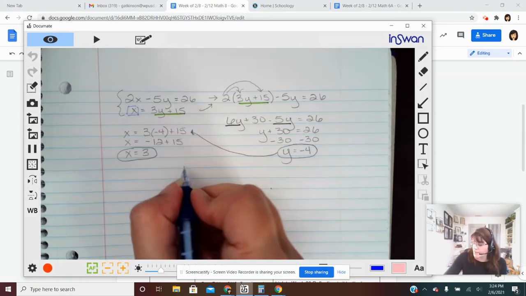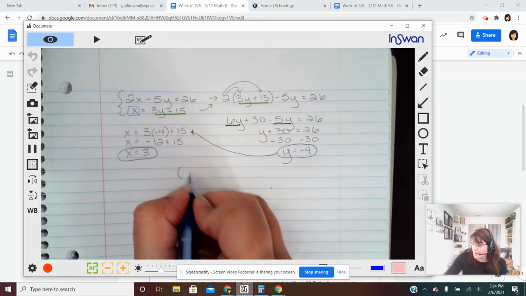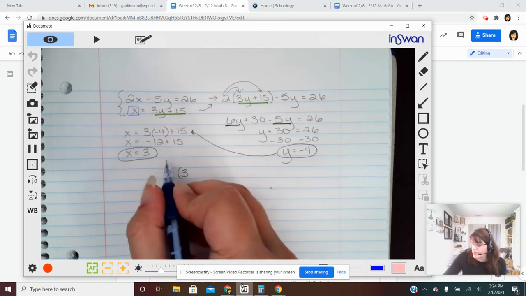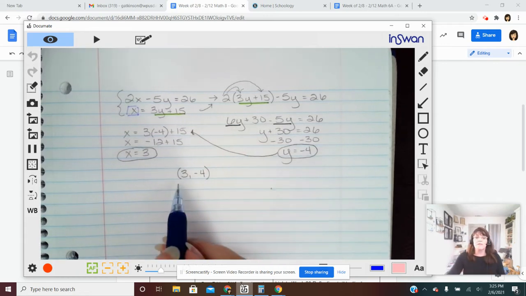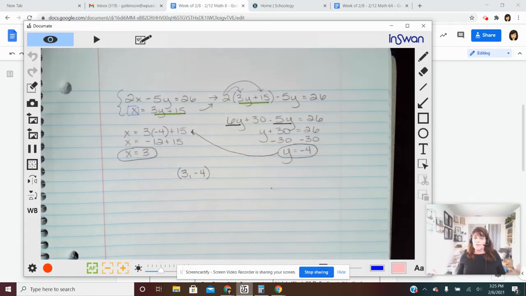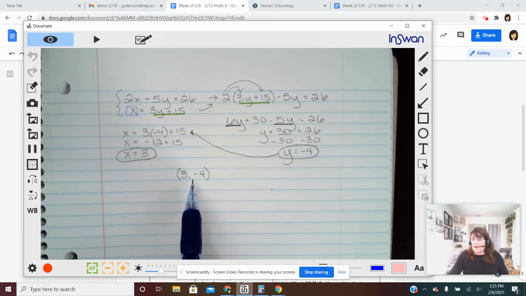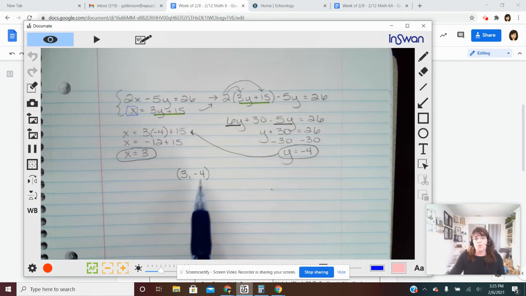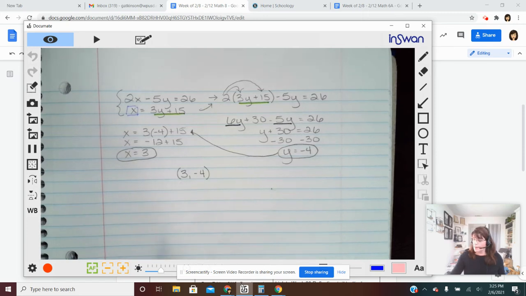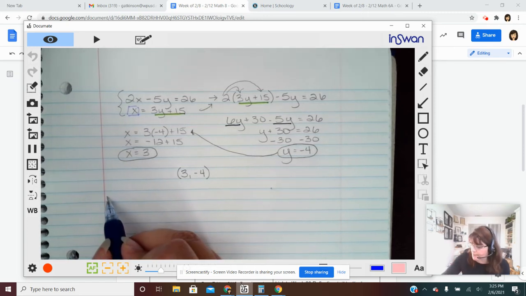Now, I need to write my answer as an ordered pair. Remember, an ordered pair asks for your answer with parentheses. Okay, if it just asks for the numbers, then only put in the numbers, but that's rare. And I know we've had it happen on homework. If it asks for coordinate pair, ordered pair, solution to the system of equations, it's going to be in this ordered pair format with parentheses. Okay, so hopefully that helps.